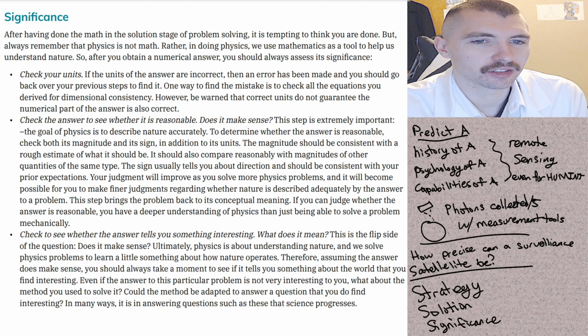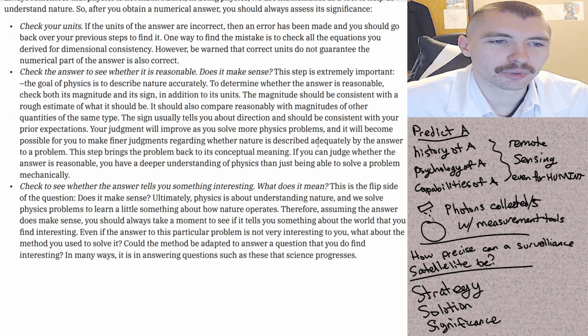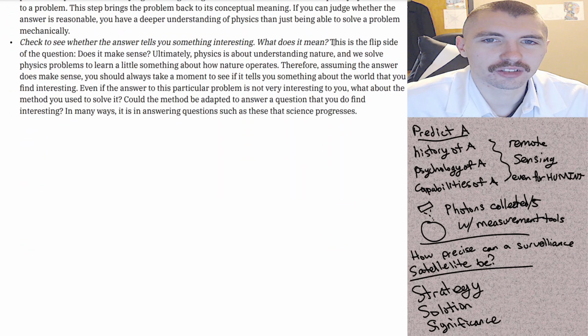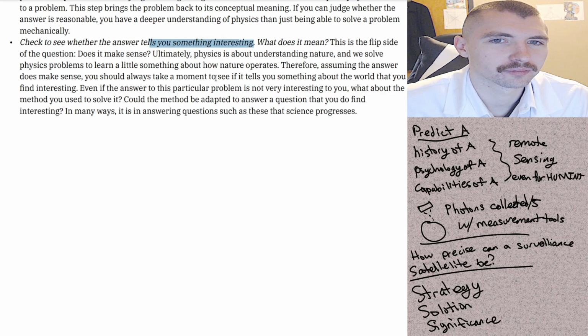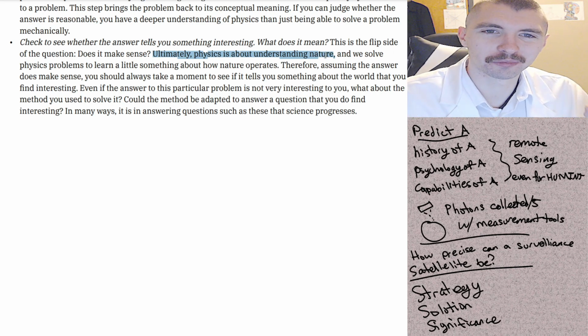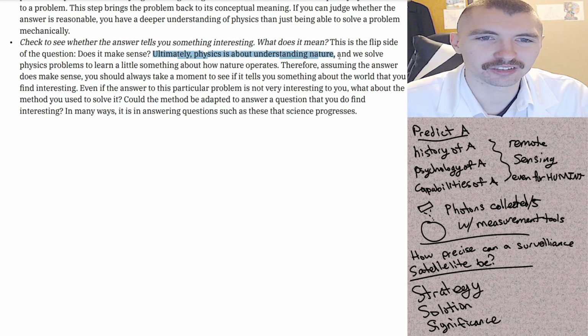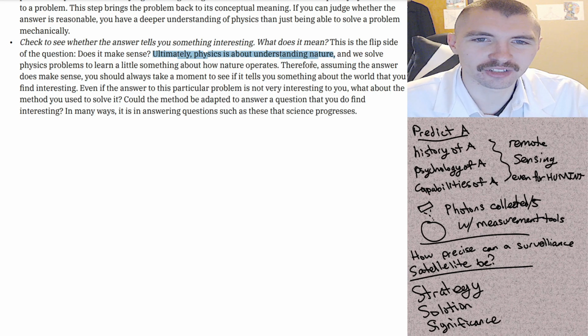And its sign, in addition to its unit, usually tells you about its direction. Check to see whether the answer tells you something interesting. What does it mean? This is the flip side of the question: does it make sense? Does it tell you something interesting? Understanding nature. So physics is to understand what the limits are of automating. So we can be babysat by robots.